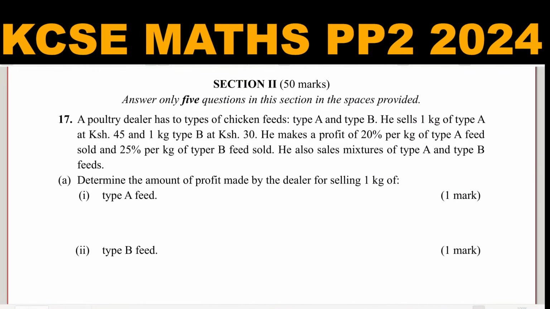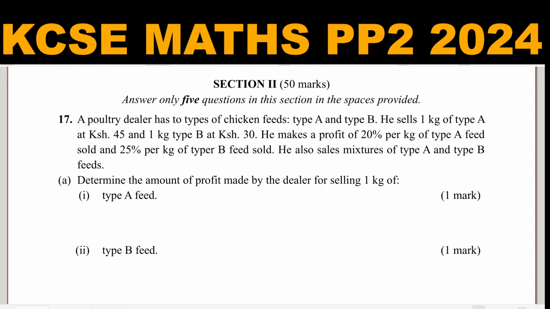Question 17. A poultry dealer has two types of chicken feeds, type A and type B. He sells 1 kg of type A at 45 shillings and 1 kg of type B at 30 shillings. He makes a profit of 20% per kg of type A feed sold and 25% per kg of type B feed sold. He also sells mixtures of type A and type B feeds.